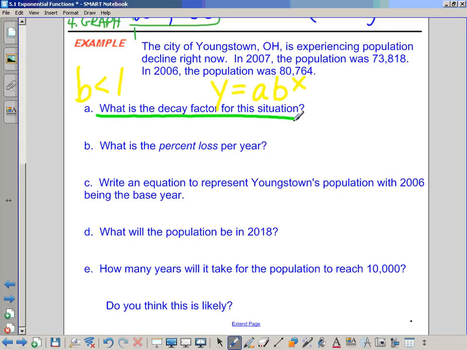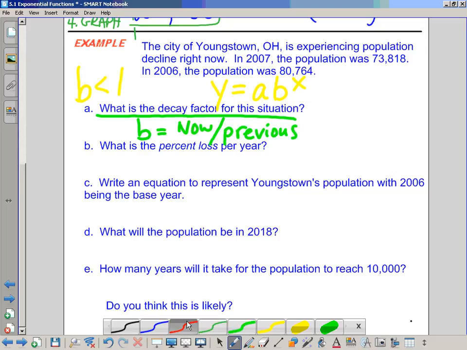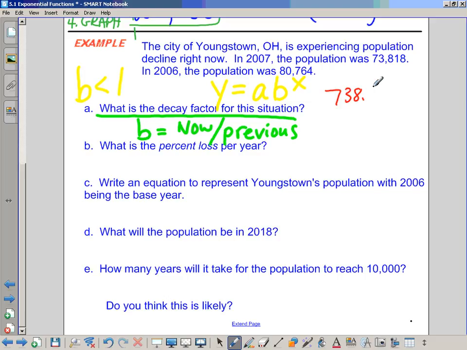So when we find the decay factor in part A here, what we're going to have to do is think back to finding that common ratio B, by taking now divided by previous. So the more recent term here, 2007, is 73,818. We're going to divide that by the older one, the previous term, 80,764, and that'll give us the decay factor of 0.914. So 0.914 is the B in this problem.